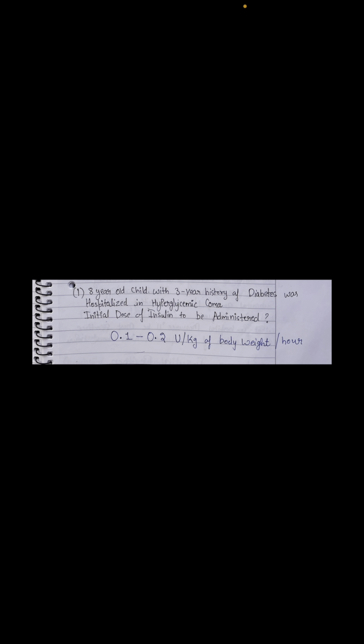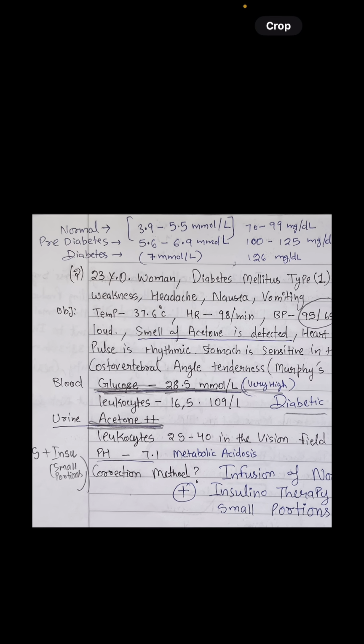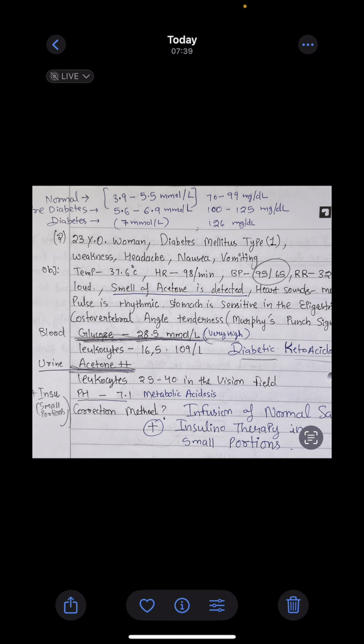Initial dose of insulin. In order to treat hyperglycemic coma, remember the initial dose in emergency cases: we start with 0.1 to 0.2 units per kg of body weight per hour. Next are the normal levels of sugar. Normal levels are 3.9 to 5.5. After 5.5 will be pre-diabetes. 5.6 to 6.9 is the range of pre-diabetes, and after 7 will be diabetes. We are sure about diabetes once it is in the range of 7 millimole per liter.